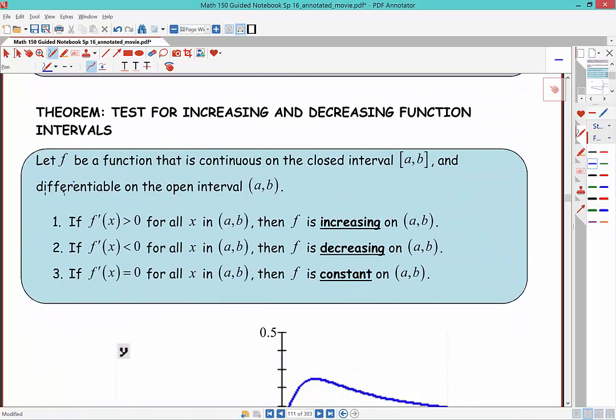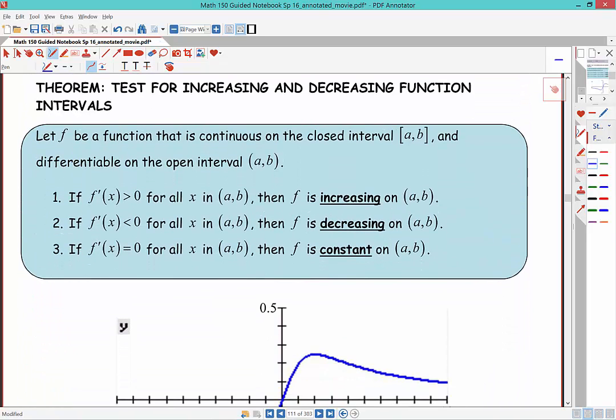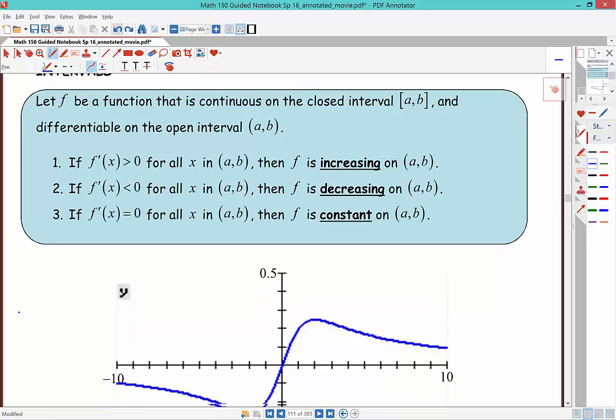So, here we go. There's a test for increasing and decreasing function intervals. So this test, it should be pretty intuitive. This test is basically saying that, hey, if you've got a positive derivative for all these x values in the open interval from a to b, then your function is increasing. If the derivative is negative, right, then the function is decreasing. And if you've got an interval where you get a zero derivative for all those x values in the interval, then your function is constant on a to b. So let's take a look.